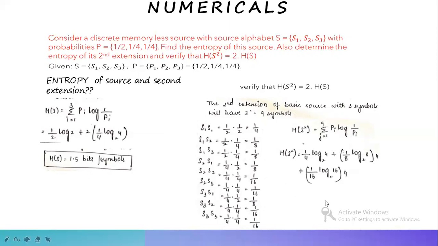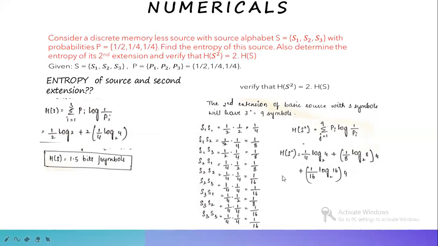So how many 1 by 4s are there? There is only one 1 by 4. So it will be 1 by 4 into log of 4 to the base 2. How many 1 by 8s are there? 1, 2, 3, and 4. So multiply 1 by 8 into log 8 to the base 2 into 4.